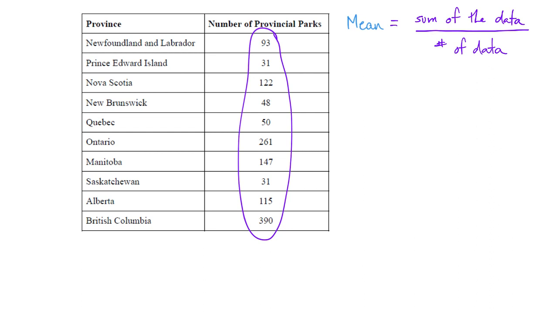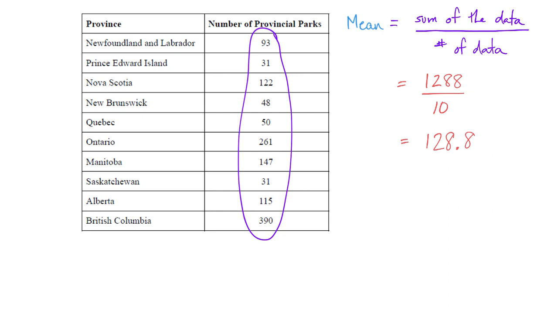So if we do a quick calculation, we should be able to go through and add up that whole column and realize that we have 1,288 provincial parks. But that total number of provincial parks is broken up over 10 provinces. And hopefully we're able to do that without a calculator. And we can come in on 128.8 provincial parks. That would be our mean. So if you are looking for a formula, there's the idea in purple. Add up all your data, divide it by the number of data.